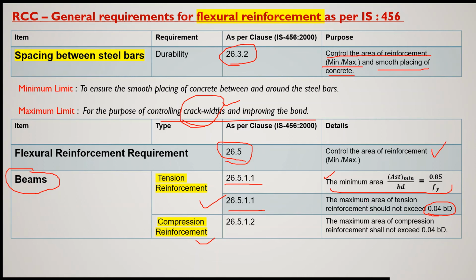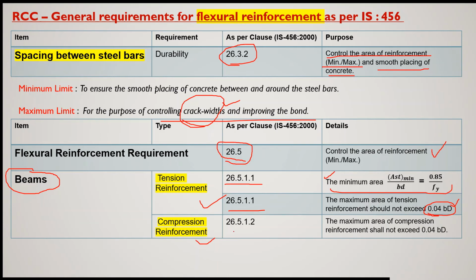Gross cross-section area means the overall depth multiplied by the width of the beam section, and you need to calculate 4% of this gross area, and this will be the maximum steel. So the code is restricting the minimum area of steel as well as the maximum area of steel, because if you go beyond the maximum area of steel, if you provide more than 4%, that means you are providing 5%, 6%. So it may happen that your structural member may be over-reinforced.